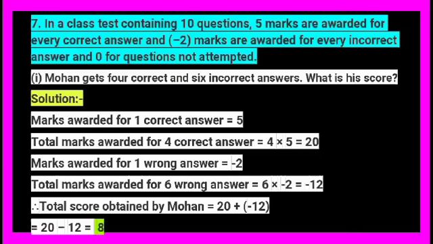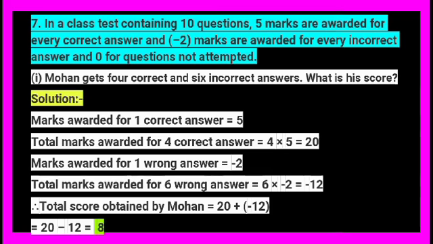Let's learn question number 7. Question number 7 is: in a class test containing 10 questions, 5 marks are awarded for every correct answer and minus 2 marks are awarded for every incorrect answer, and 0 for questions not attempted.